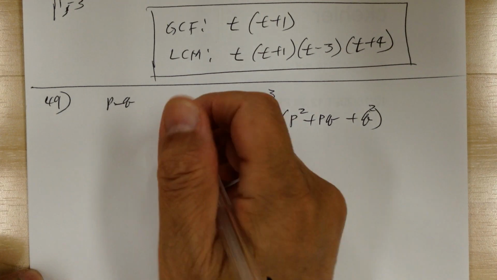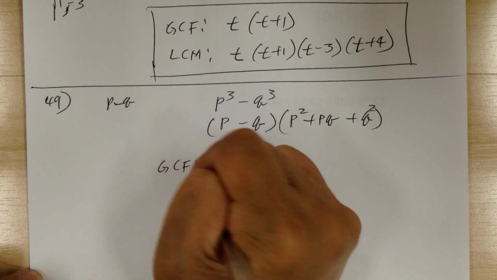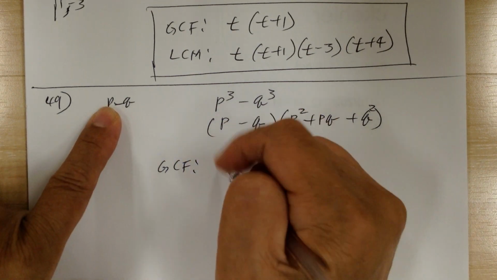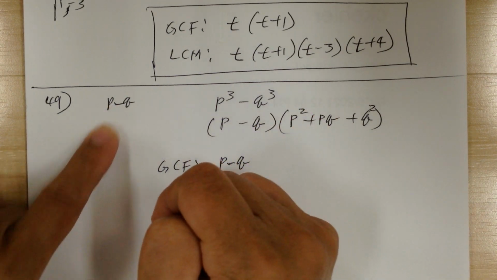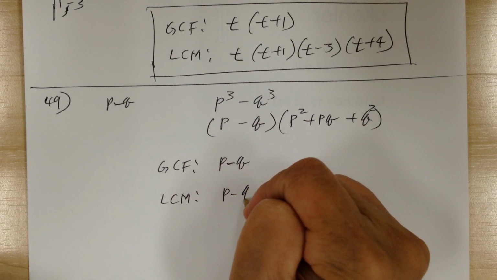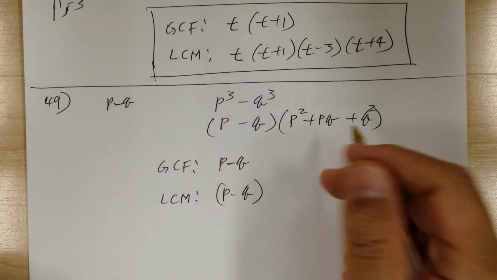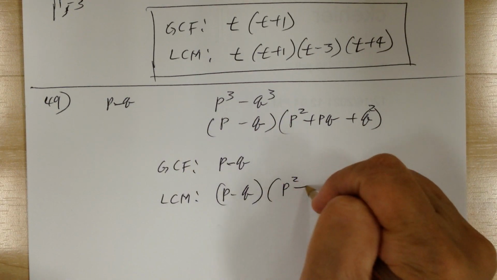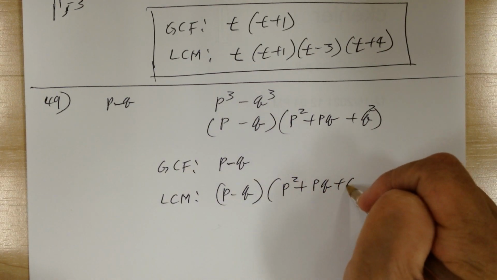Your next step is to get your GCF. GCF would be just this, so it would be p minus q. LCM is you have to have everything. So you need to have p minus q, take care of that, and then you also need to have p squared plus pq plus q squared.